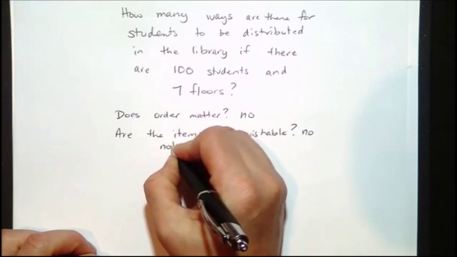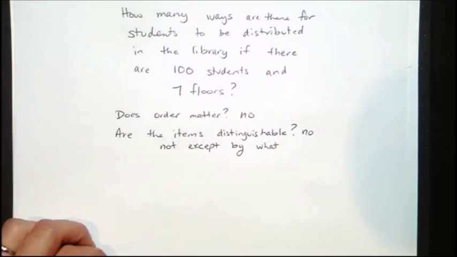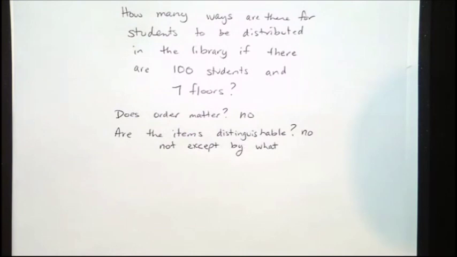By what? What do I imply in the question here that I care about? Which floor they are on? So I'm kind of asking about the usage of the library, like what floors do people go to? That's implied by the question. It's not really explicit. And that's the big problem with counting problems: almost all the time we have a not really explicit description of what we're trying to count. So what we have to do is get it as explicit as possible. So, no, we can't tell the students apart except by what floor they are on.